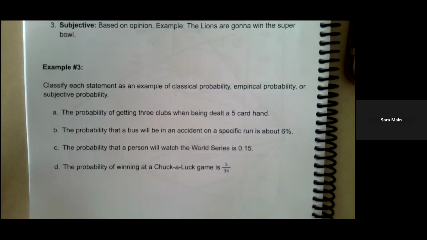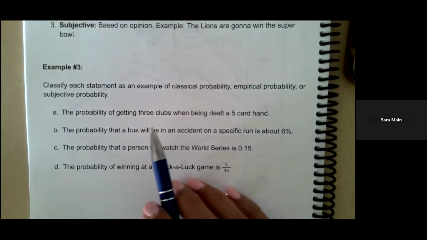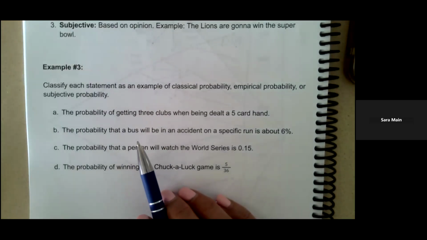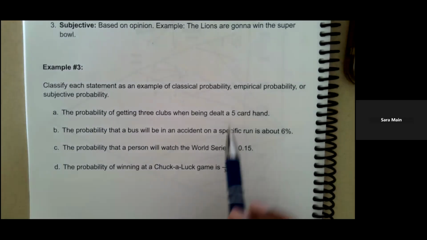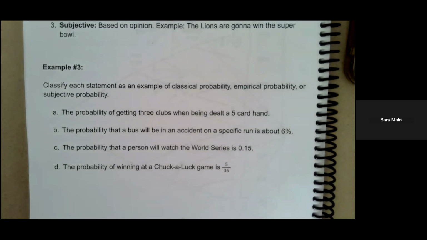So let's look at example 3. It says classify each statement as an example of classical probability, empirical probability, or subjective probability. Go ahead and pause the video, take your guess on these 4, and then we will come back together. Okay, we're back.